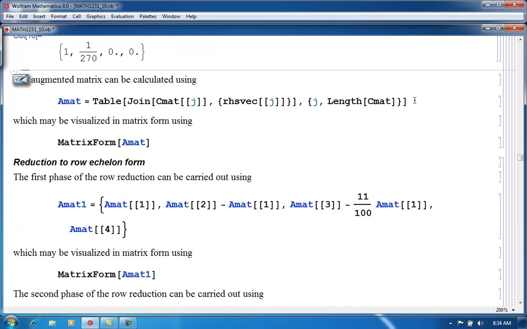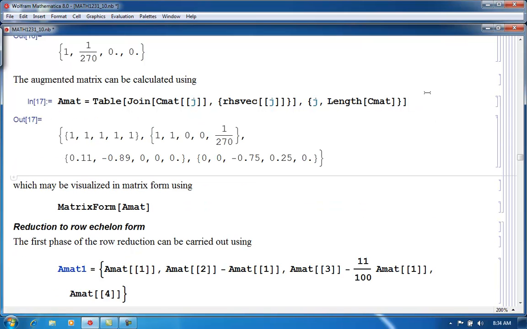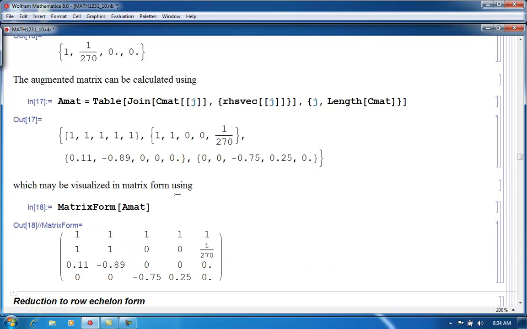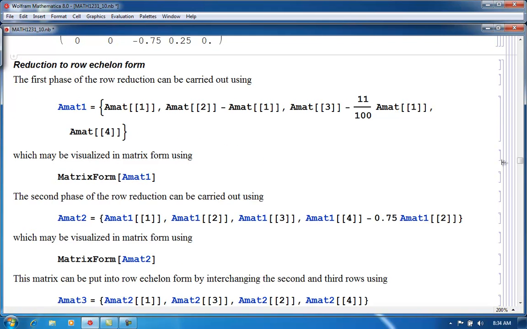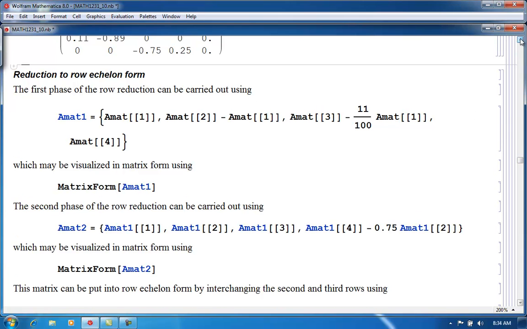And now we build our augmented matrix. So we take each row of the coefficient matrix and we attach the corresponding element of the right-hand side vector, and that gives us that. And then we can look at that as a matrix like so, and we're ready to go. So let's have a closer look at the matrix.